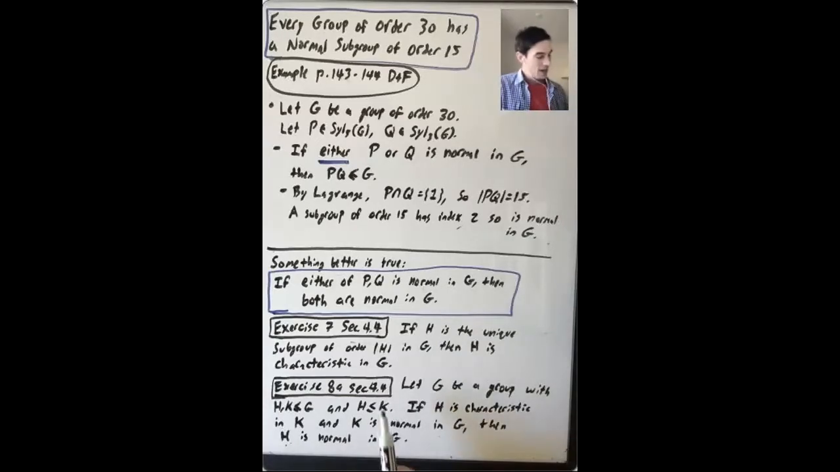Okay, the next exercise we're going to use is a piece of exercise 8 of section 4.4, just part A, which says, okay, let's say G is a group and H and K are subgroups of G, and H is a subgroup of K.